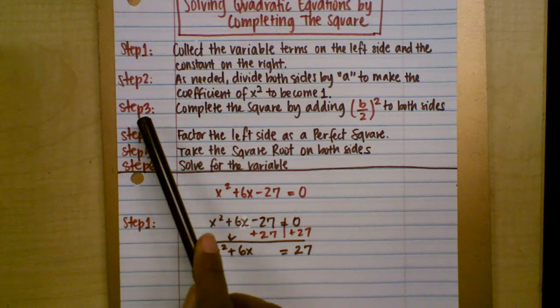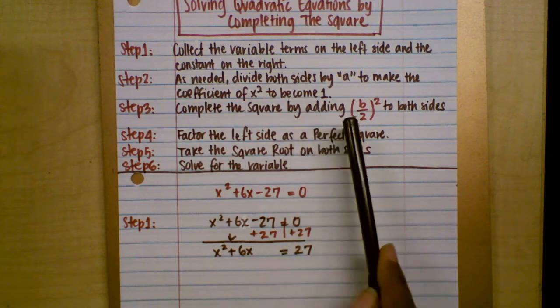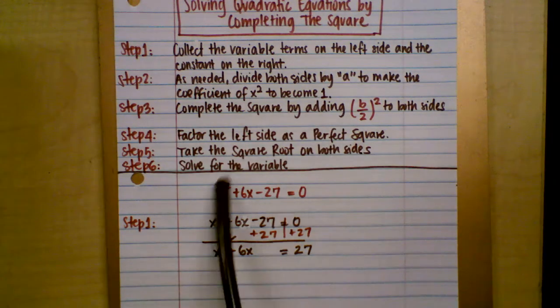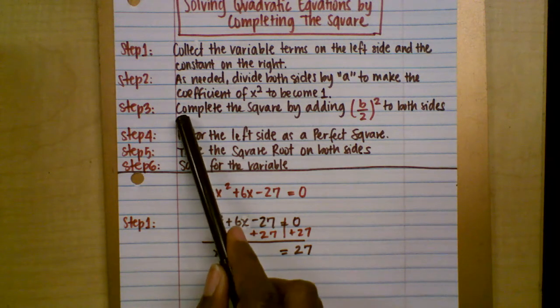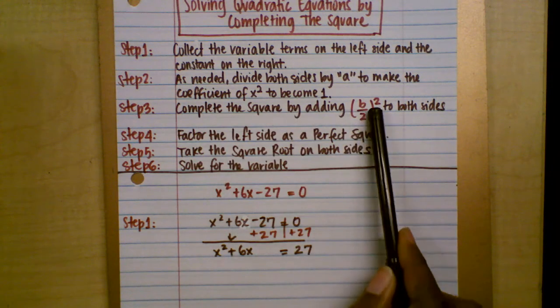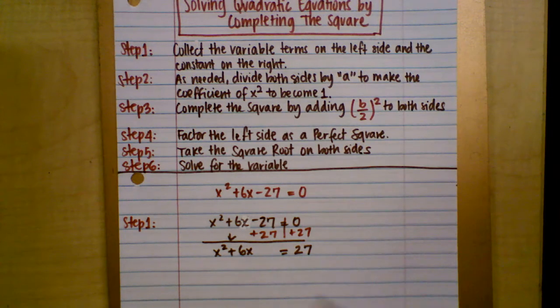Now, for step 3, you have to complete the square. I don't need to do step 2 for this example, so I'm going to skip to step 3. It says complete the square by adding b over 2 squared to both sides. Again, you want to write the left side as a square. What number would you add to this quadratic expression, x squared plus 6x, so you can write the expression as a perfect square trinomial?